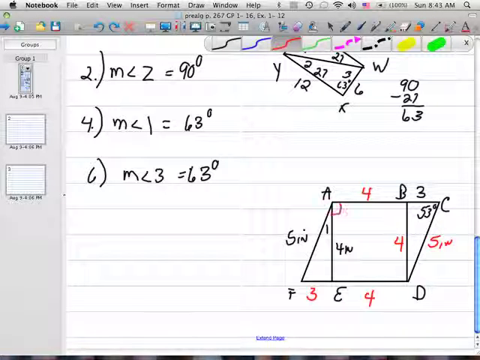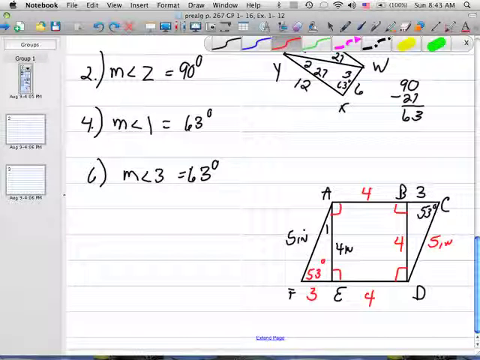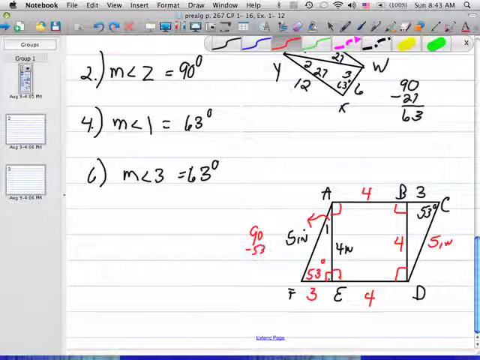The angles of a square are all right angles, 90 degrees. And we have angle C is 53 degrees. And opposite angles of a parallelogram are equal, so this is 53 degrees. And the only angle left to find is angle 1. And since this is 90, this has to be 90 because that's a straight angle or straight line. So I could take 90 minus 53, and I see that the complement is going to be 37. So angle 1 is 37 degrees.